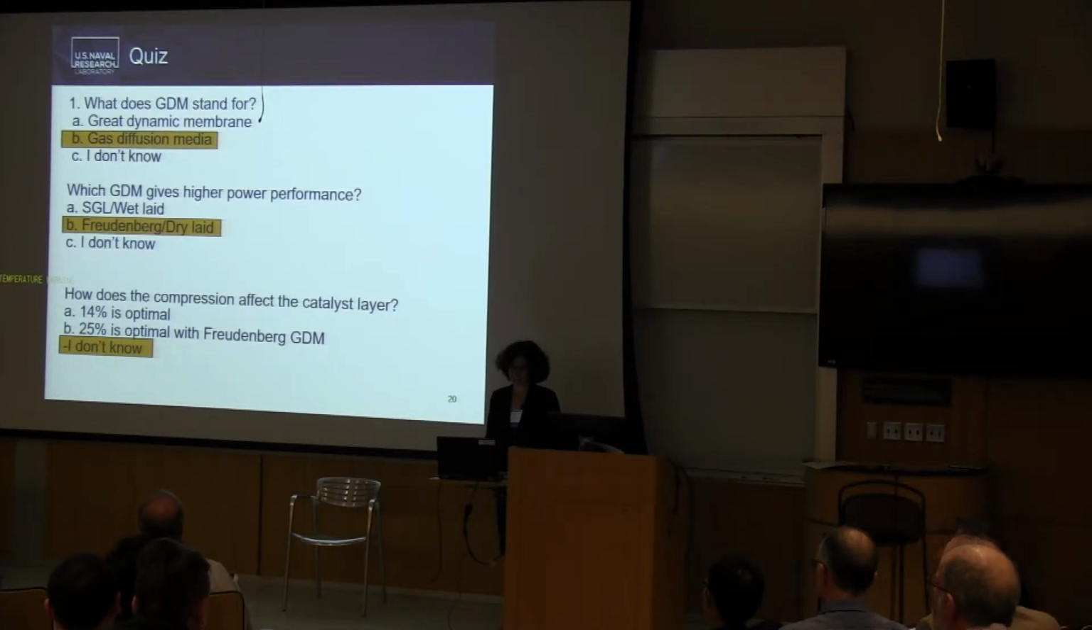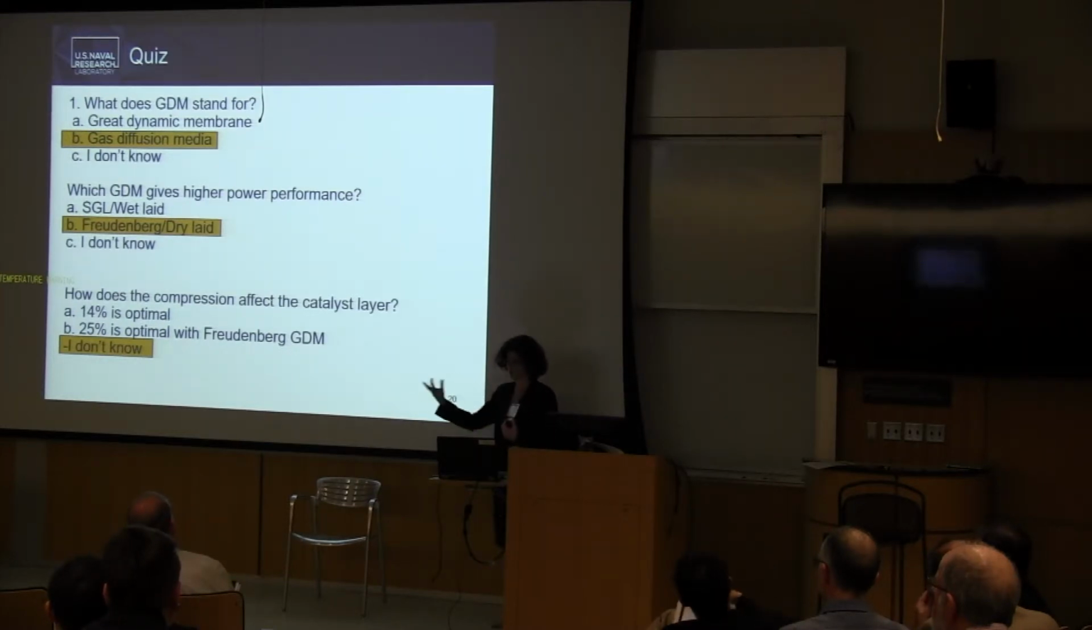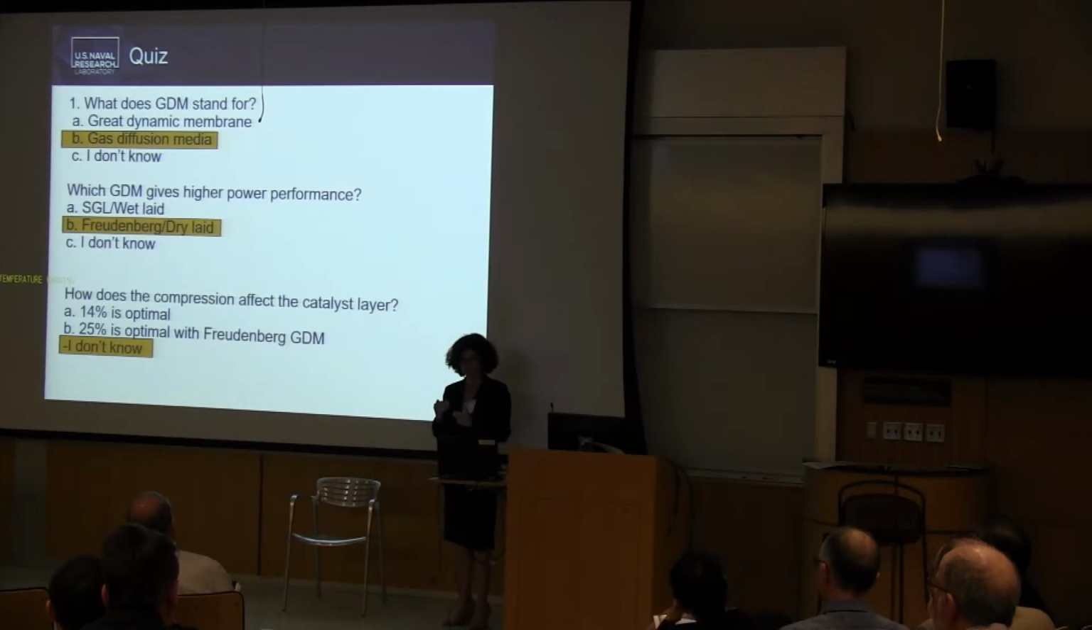So here it was. What does GDM stand for? Gas diffusion media. Which GDM gives higher power performance? It's the Freudenberg. And how does the compression affect the catalyst layer? You're supposed to be scratching your head saying, I don't know. And the question is, I haven't told you that yet. So you don't know. You're compressing that, and Debbie's trying to get oxygen in and out and water in and out of her catalyst layer. So how does this squishing process affect that?